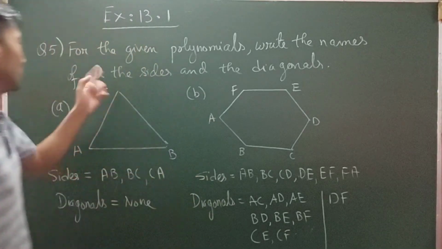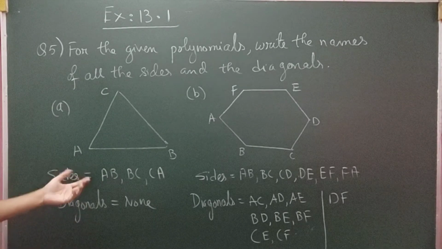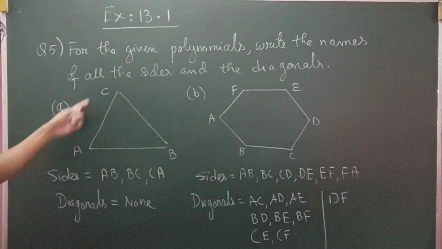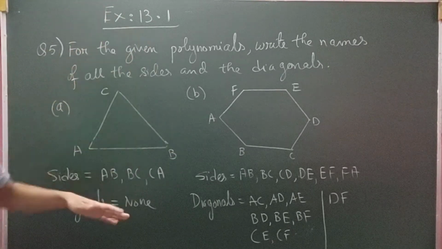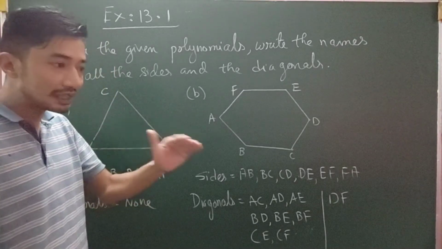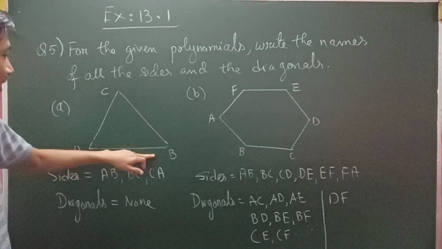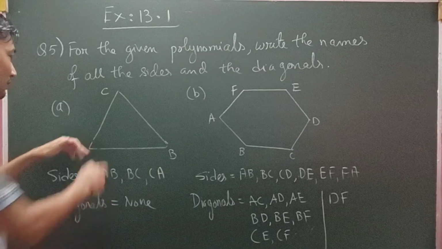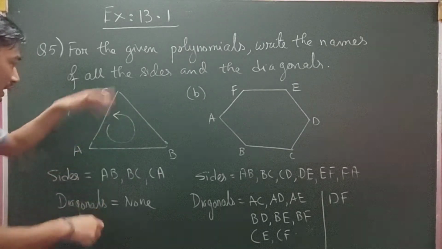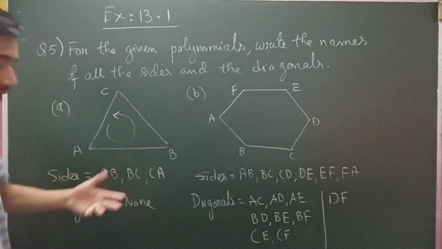This question is: for the given polygons, write the names of all the sides and the diagonals. First one, it's a triangle. As we can see, we have 3 sides. When you name the sides, it's always better to go in one direction, not randomly one here, one there. That way the confusion will always be less. In mathematics, please do remember, be very systematic in your approach. So as I mentioned here, the sides are AB, BC and CA. I've taken this direction. You can do it in the other direction also, no problem, but fix it in one direction only so that you don't have to come back and get confused.